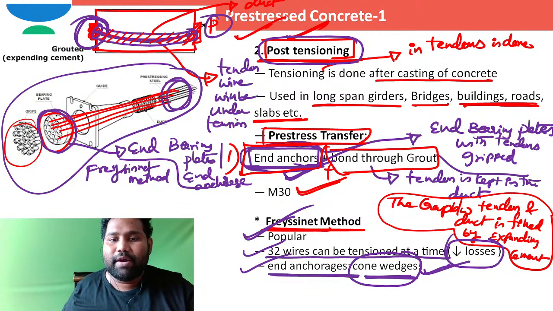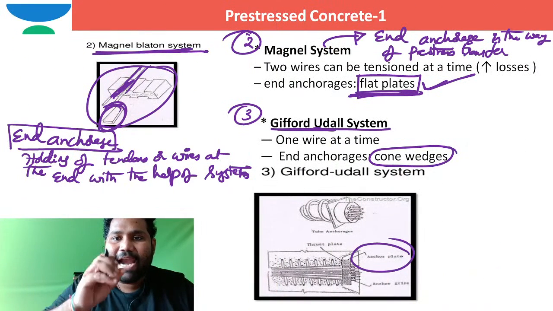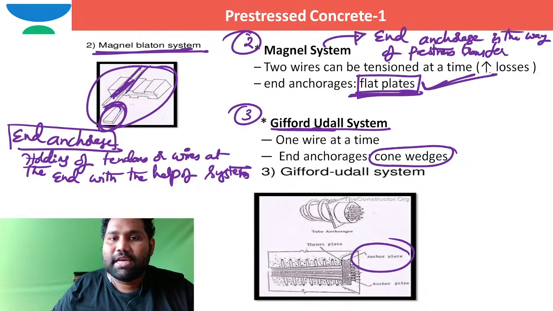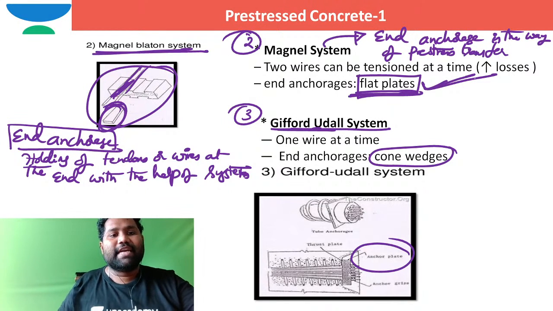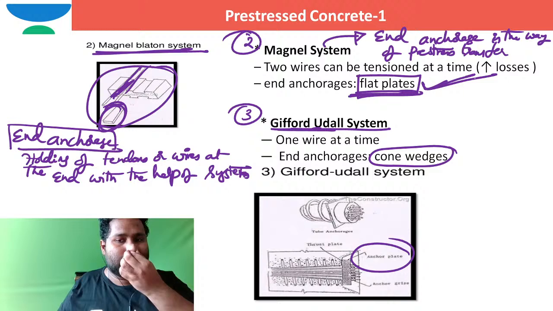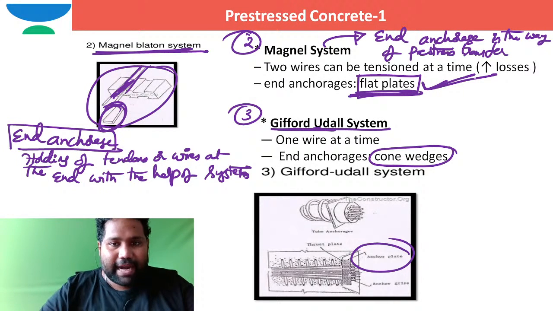If the holding is done with the help of cone wedges, the end anchorages are cone wedges. If holding those tendons with the help of flat plates, the end anchorages are called flat plates. So it's a system through which holding of tendons at the ends is possible. That is nothing but end anchorage.